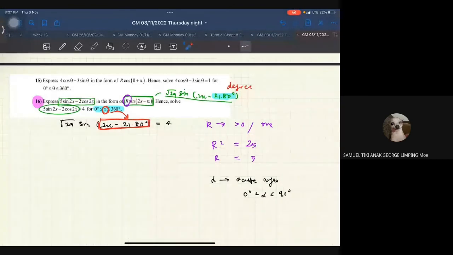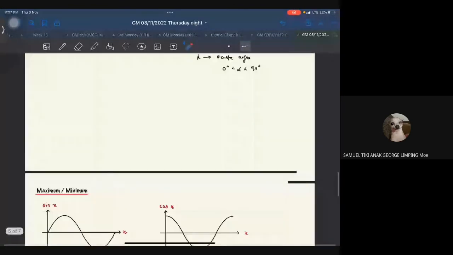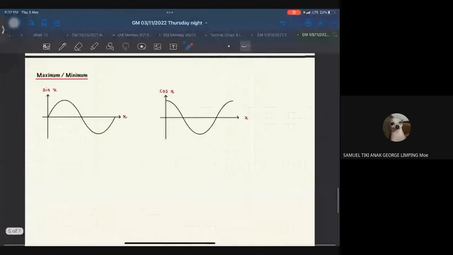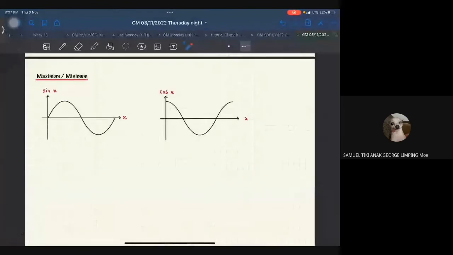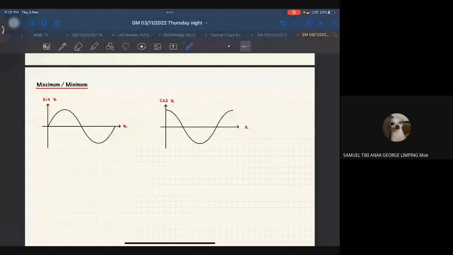Okay, so jom. Let me continue the last part, which is the maximum dengan minimum. Okay, so dekat sini, right now, I have two type of functions. So function pertama is sine function. Value that this function can reach to. Apa nilai paling maksimum yang soalan ni boleh dapat?